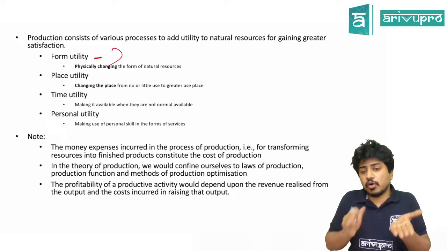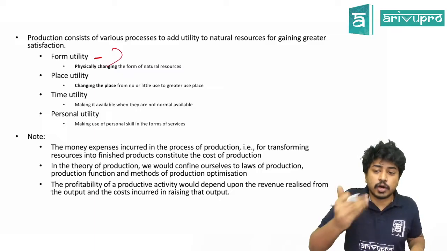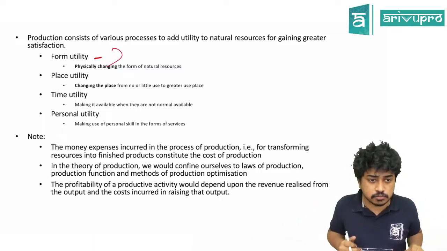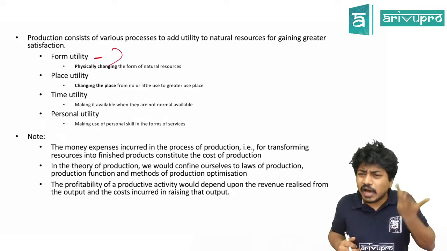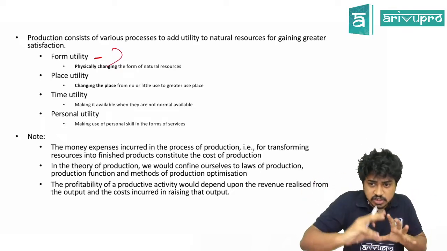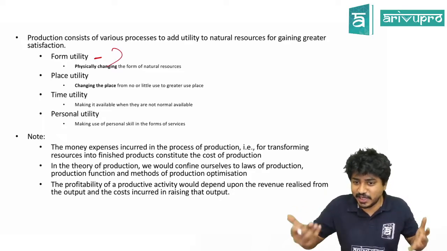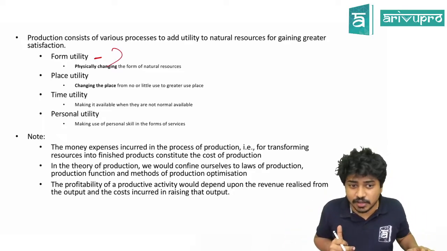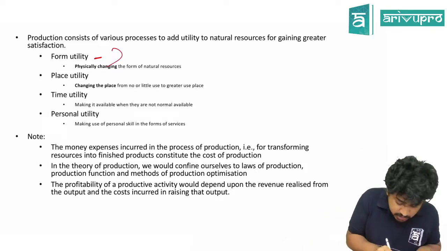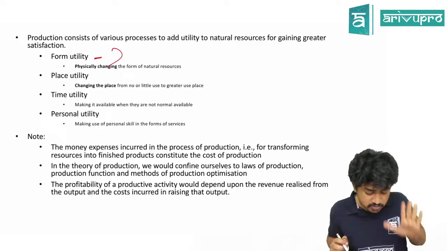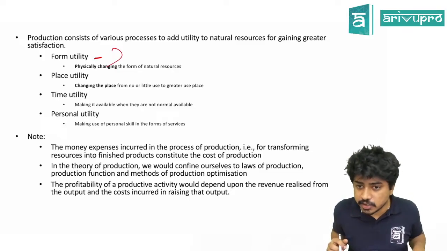Form utility: changing the shape from one to another for a greater good. Like what we saw, wood to a chair. If it's wood, you will have lesser utility. If it changes shape and makes a wonderful chair, you can sit and nicely sleep or relax, right? You will have more utility. That is physical changing of the form of the natural resources. That is form utility. Are we clear here?